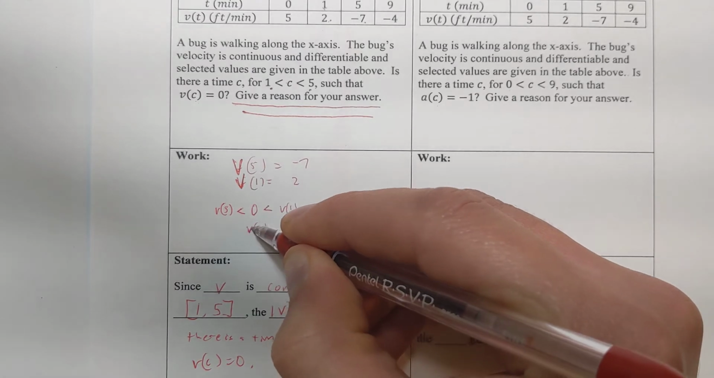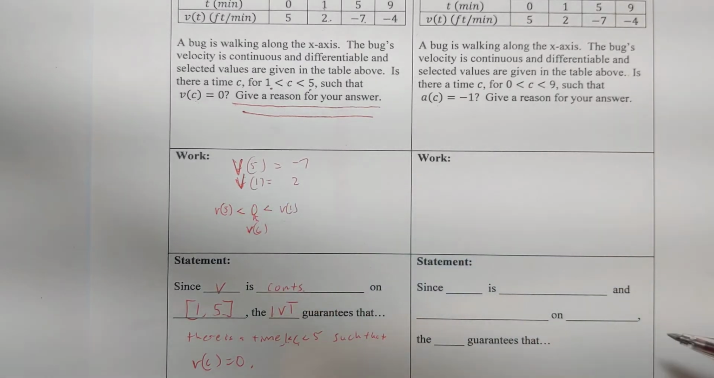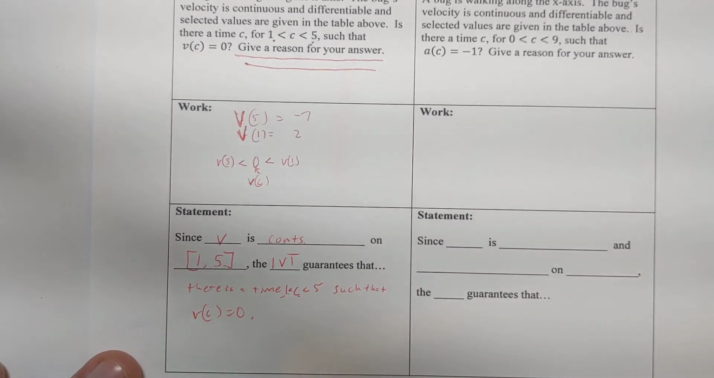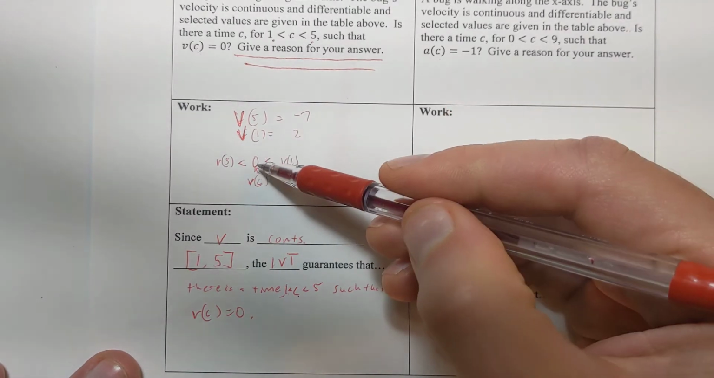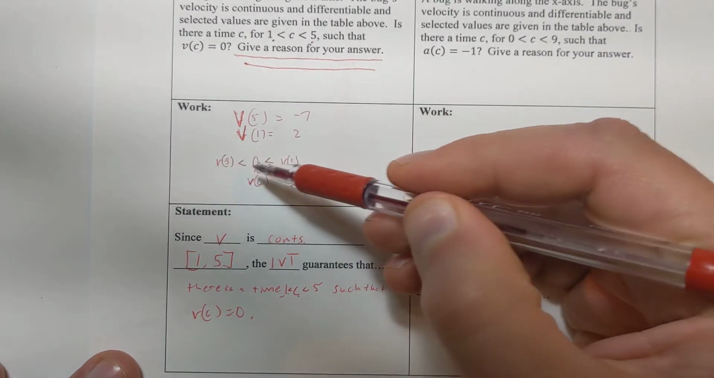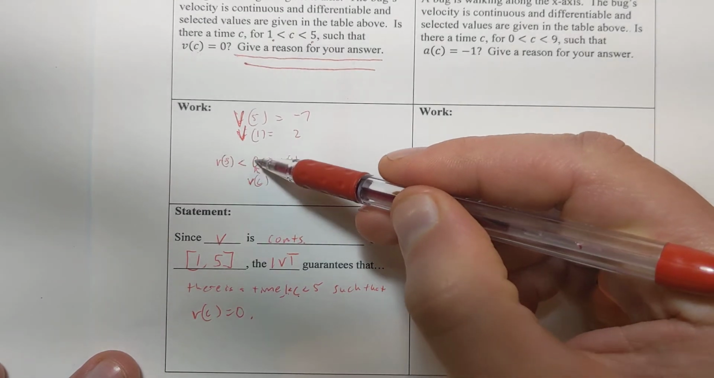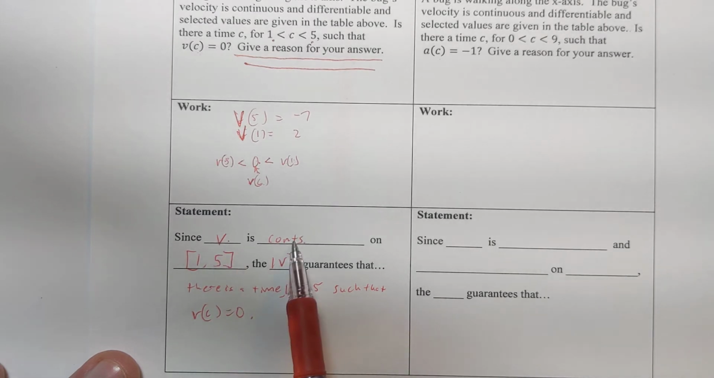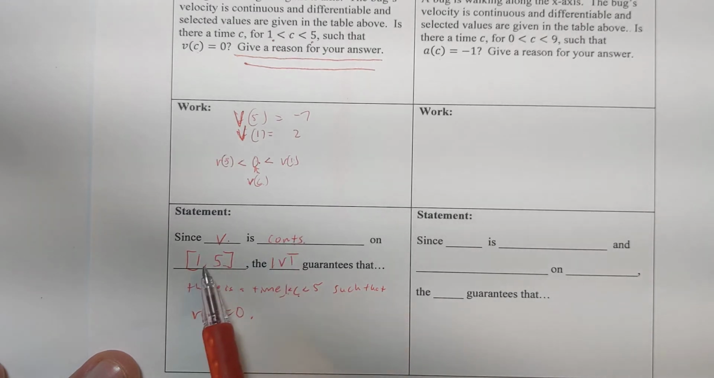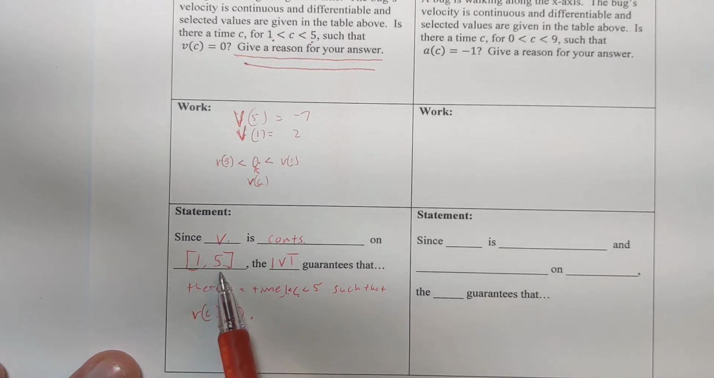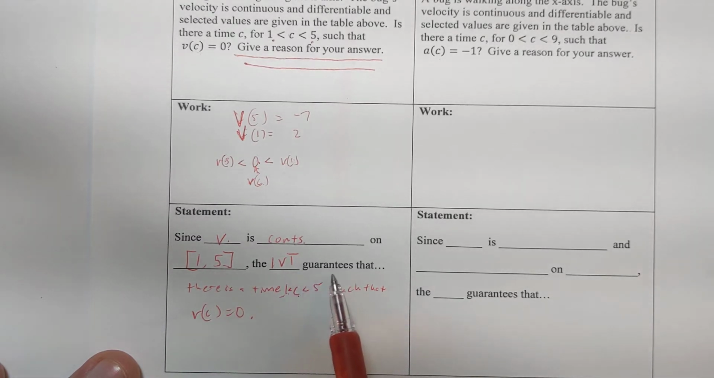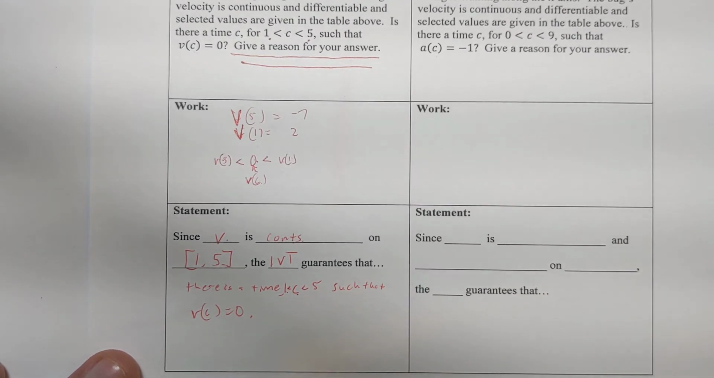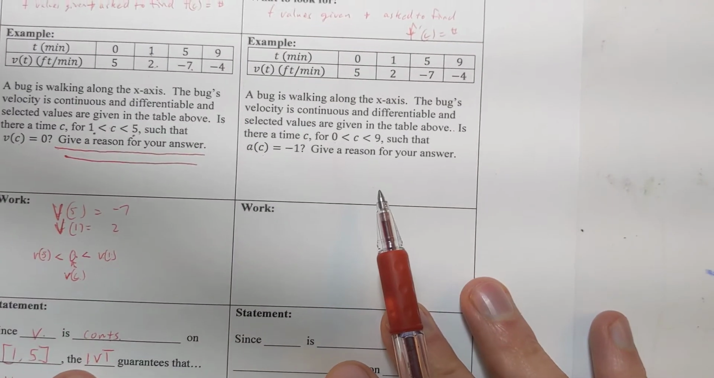If you want to, add that. Don't try to get fancy. Don't try to cut corners. You show the work. 0 is between v of 5 and v of 1. That's v of c. Show that you're satisfying the conditions. It tells us, since v is continuous on the closed interval, the intermediate value theorem guarantees that there's a time c between 1 and 5 such that v of c equals 0. Just restate it.